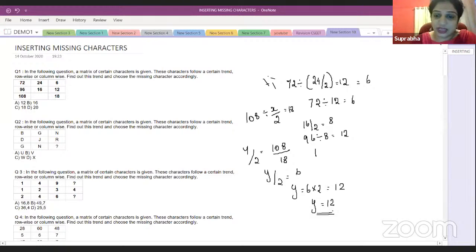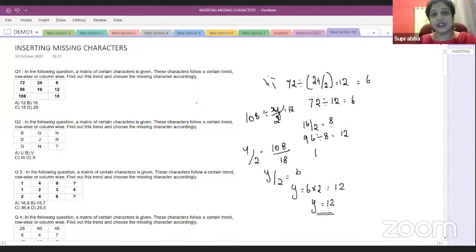So again, sorry, here I put x and here I've taken y, right? So this is your y. So y divided by 2 is equal to 108 divided by 18. Accordingly, we'll get the answer. Cross multiply, you'll get it. Yes? Is it clear, the first question?